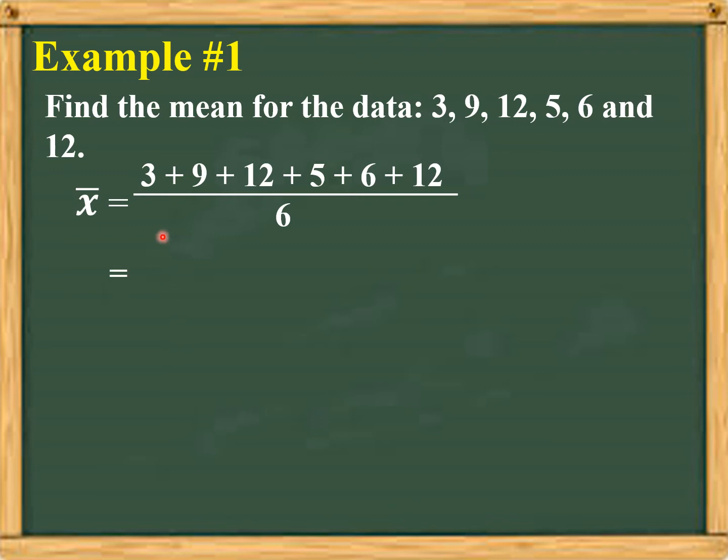So, let's add now. We have 3 plus 9 plus 12 plus 5 plus 6 plus 12. We have 47 over 6. So, what is 47 over 6? Two decimal places tayo. So, we have 7.83. So, our mean for example number 1 is 7.83.